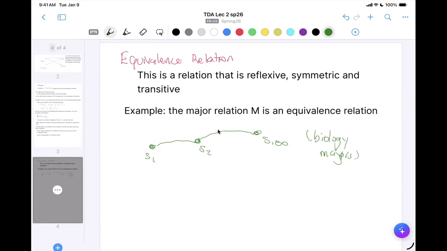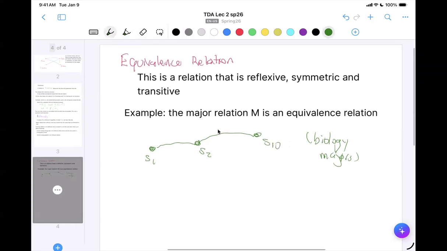So the biology majors are all related to one another. I should also draw an edge between them. Let's say there are 10 students, just to draw everything more accurately. Every time there's a relation, S1 is related to S2, S1 is related to S10, S2 is related to S10, and that's fine, bringing all of them together.